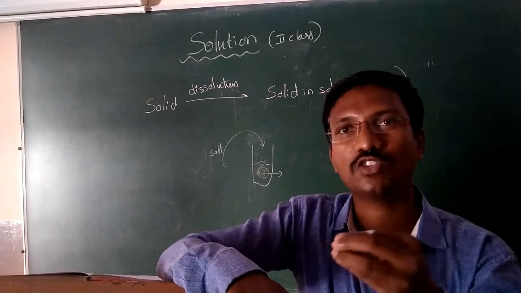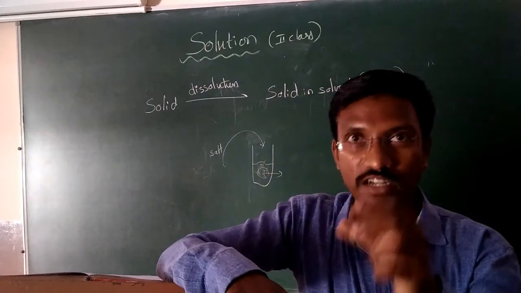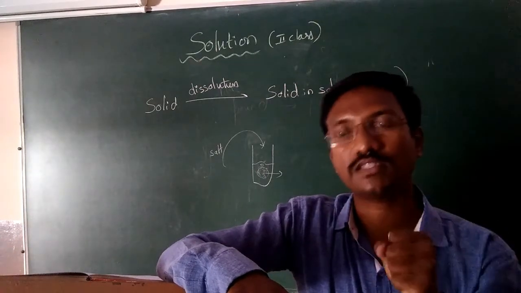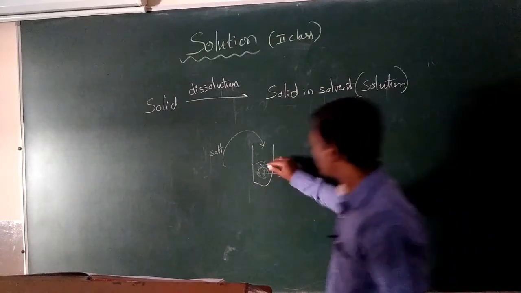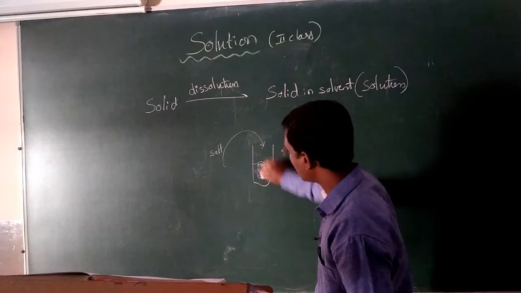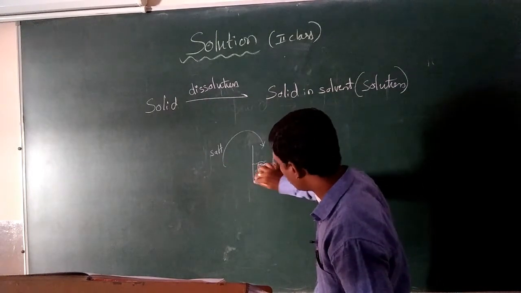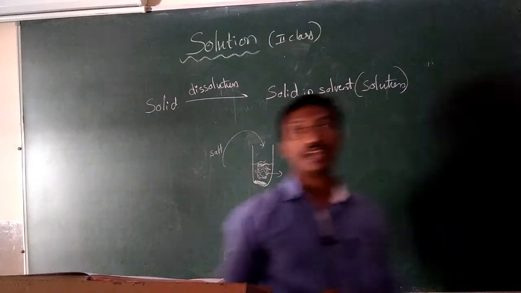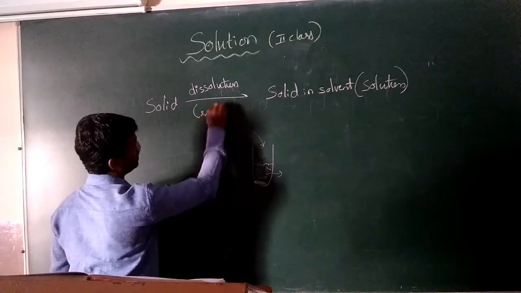Salt initially dissolves, and that process is called dissolution. After some extent, the dissolved compound comes out of the water again, and that process is called crystallization. It doesn't mean that it's not mixing. Initially it will mix, and the excess salt after mixing comes back as a solid, meaning it settles at the bottom. This phenomenon is called crystallization.